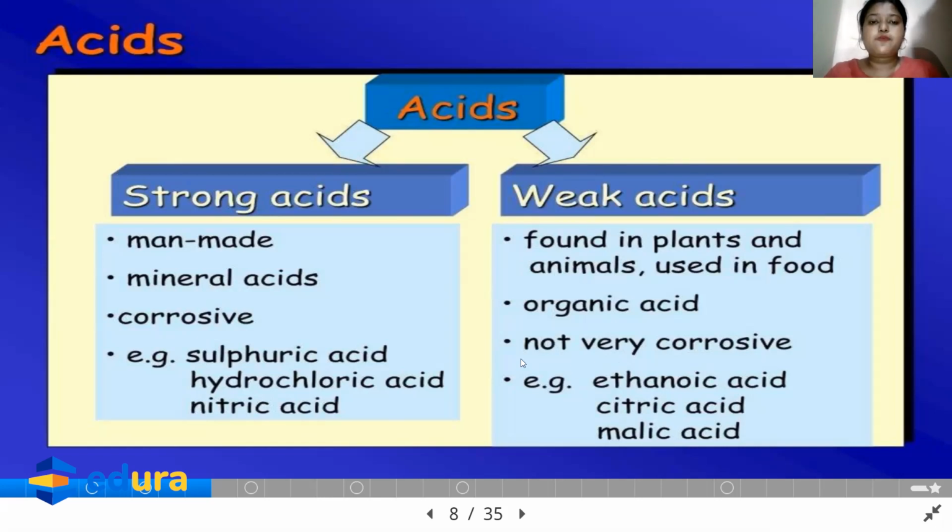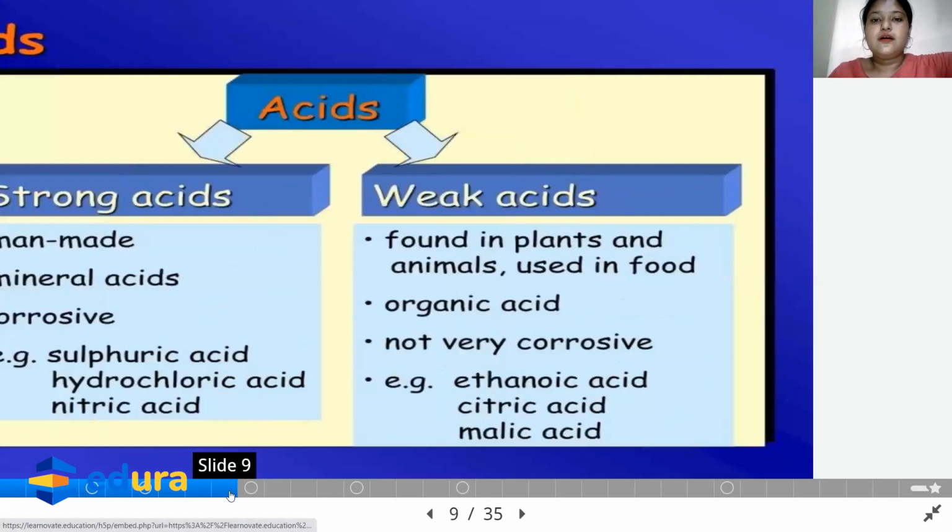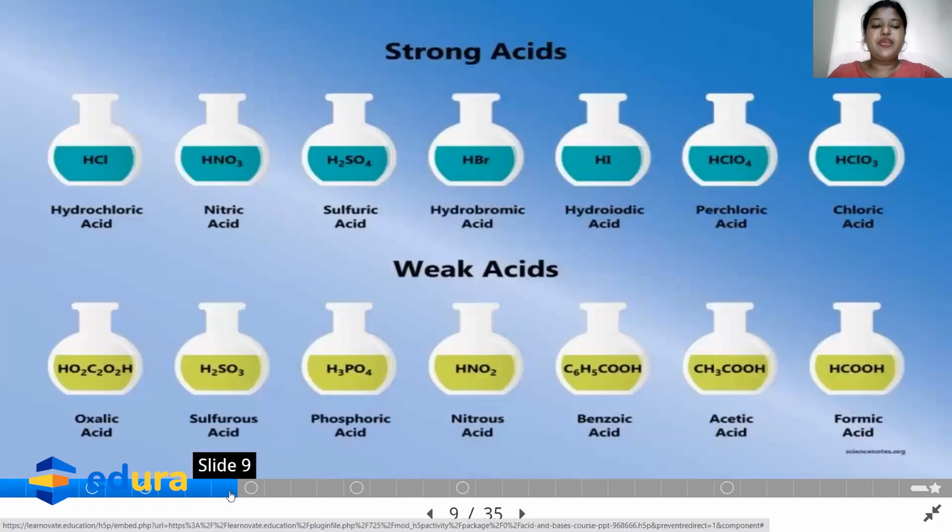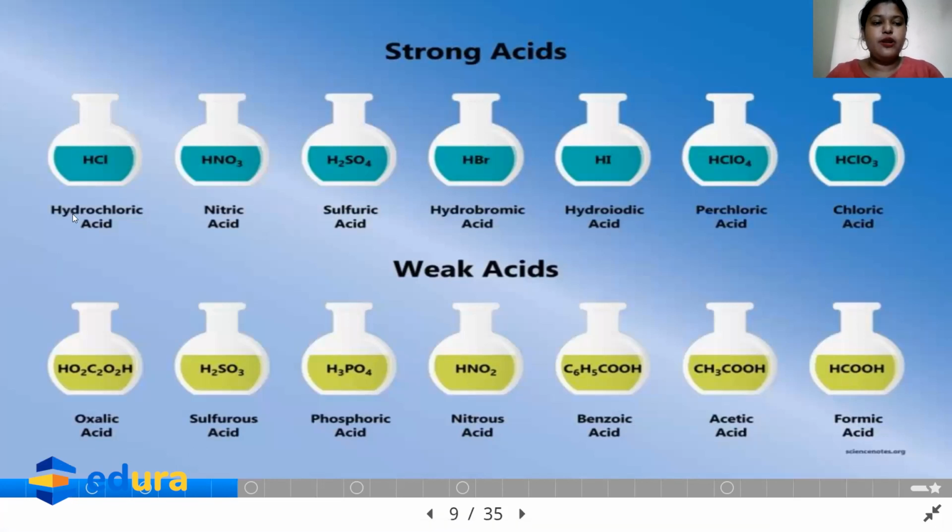This is the explanation of the strong acids and weak acids. Let's proceed to the next slide, that is the strong acids. We have examples of the strong acids and the weak acids, as you can see here in the example box. For strong acids, it is hydrochloric acid, nitric acid, sulfuric acid, hydrobromic acid, hydroiodic acid, perchloric acid, chloric acid. You don't require perchloric acid, hydroiodic acid, hydrobromic acid right now.